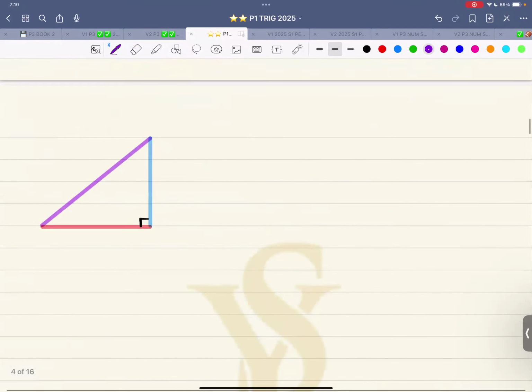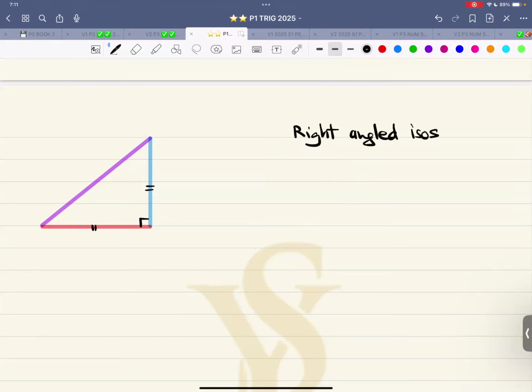Let me move to another triangle. So now this is a right angled isosceles triangle, such that both angles are 45 degrees, because if one of them is 90, the other two should add up to 90. They are equal, they are 45 degrees each.